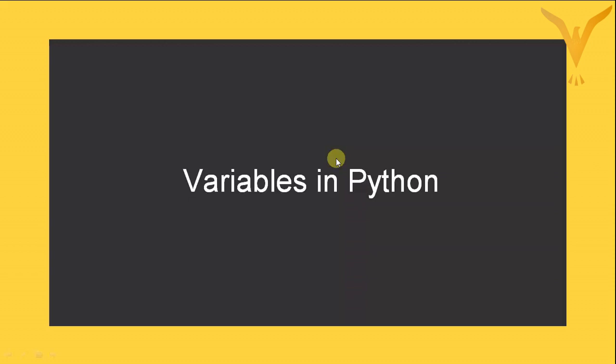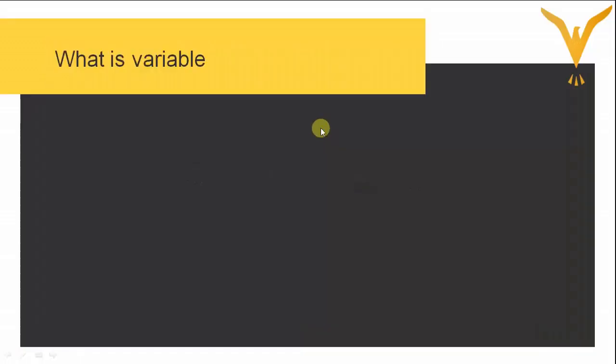Understand the concept called variables. Okay, so what exactly a variable is, that we are going to see now. A variable is basically used to store data, different types of data. So let's take an example.